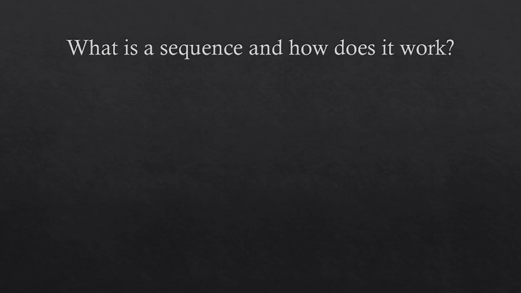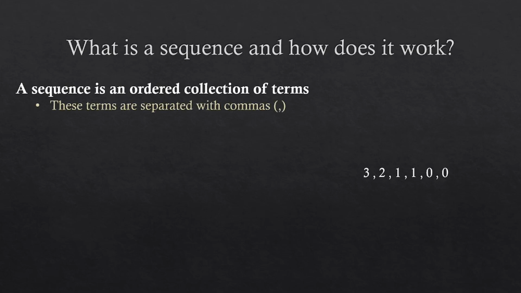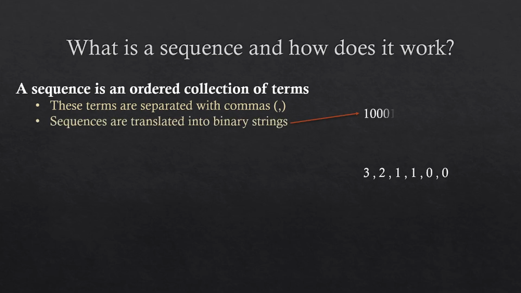What is a sequence and how does it work? Well, very simple definition: a sequence is an ordered collection of terms that looks something like this. Now, as you can see, these terms or numbers are separated by commas. And a very important thing about these sequences is that they get translated into binary strings. I'm going to go over why in a later panel.